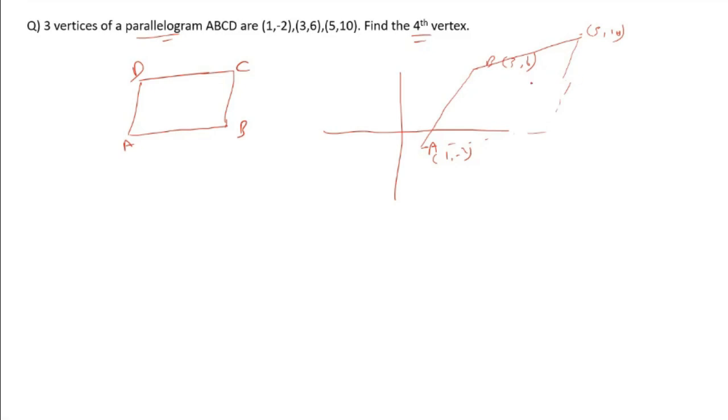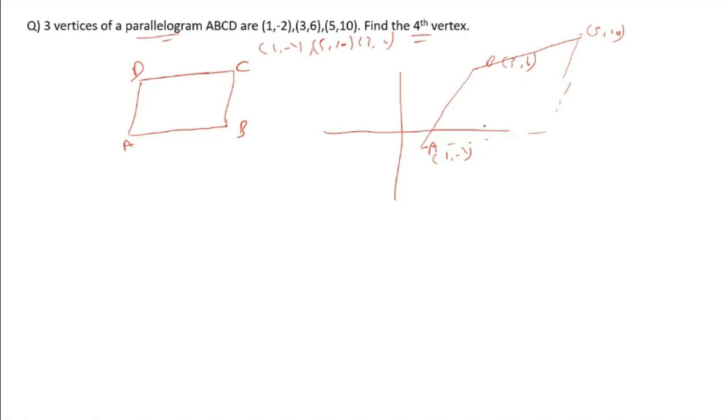Again, why am I doing this? Because I need to ensure the sequence of these vertices, which is important. Here, coincidentally, they are falling in the same pattern, so it does not really matter. But let's say the same question had given the points as 1 comma minus 2, 5 comma 10, and 3 comma 6. Instead of this order, if they had mentioned this sequence in the question, then it would be different, right? Because you would know that what is given is not in order, so I need to put them in order.